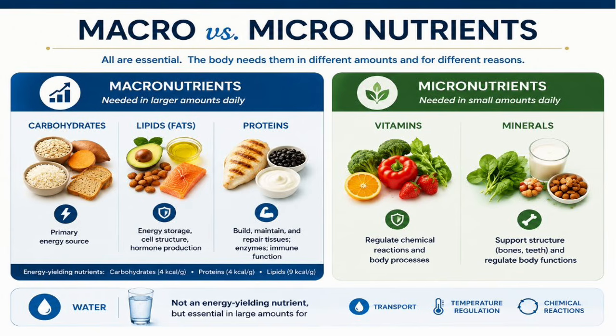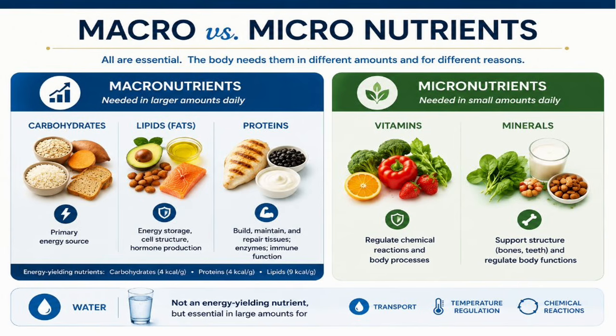So take a look at this slide. Another way to organize nutrients is by how much of them the body actually needs. Now, carbohydrates, fat, and protein are called macronutrients, or maybe you hear people say macros, because we generally need them in relatively large amounts, usually measured in grams. So think about a food label. You might see 25 grams of carbohydrate or 10 grams of protein in a serving.